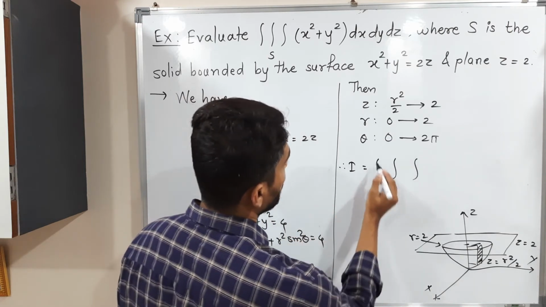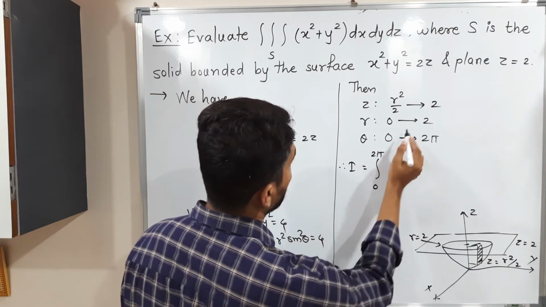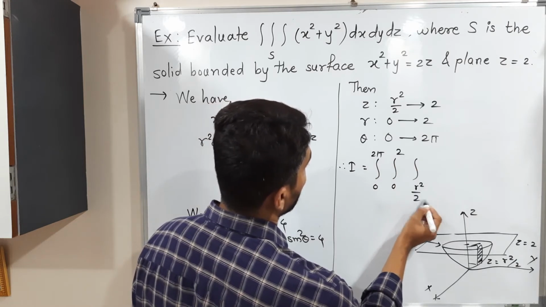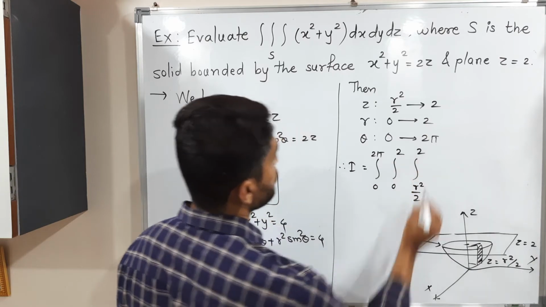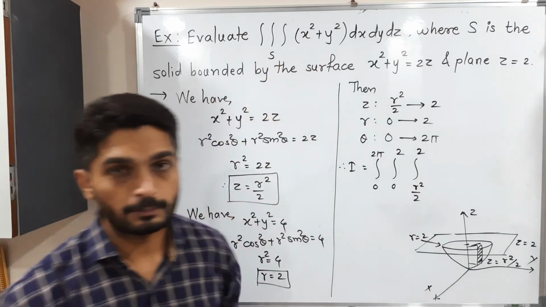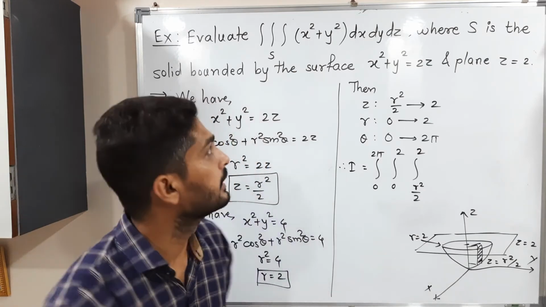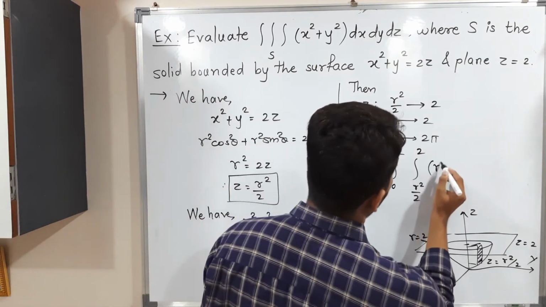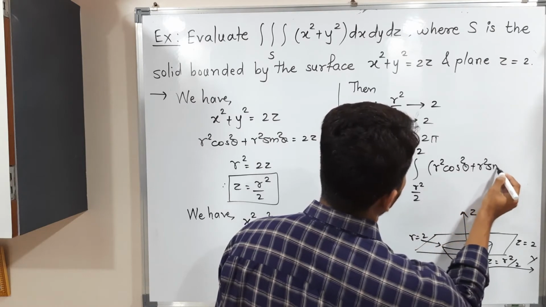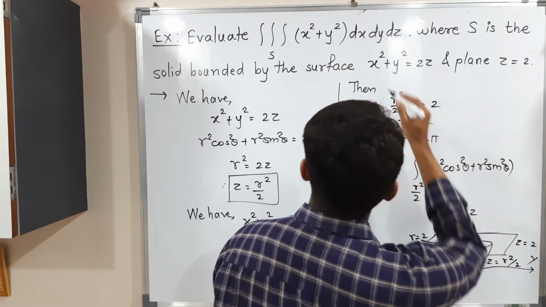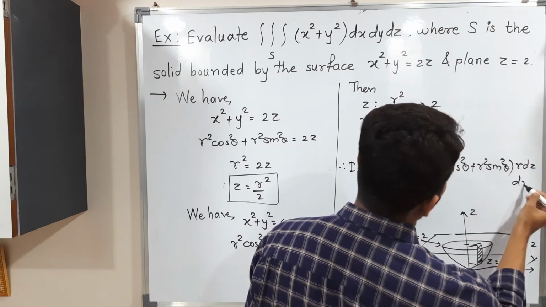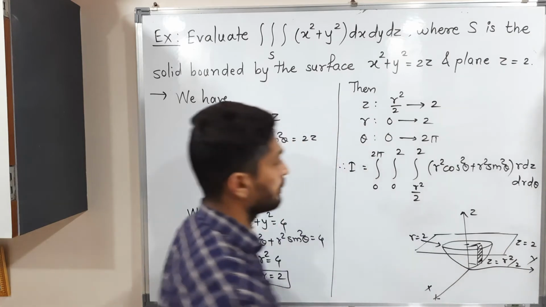First outer integration is with respect to theta, middle integration is with respect to r, inner integration is with respect to z, r square by 2, and this is 2. So what is the given integral? This one. Let us convert it into the cylindrical coordinate system. That means x square means r square cos square theta, y square means r square sin square theta, and dx dy dz means r dz dr d theta.